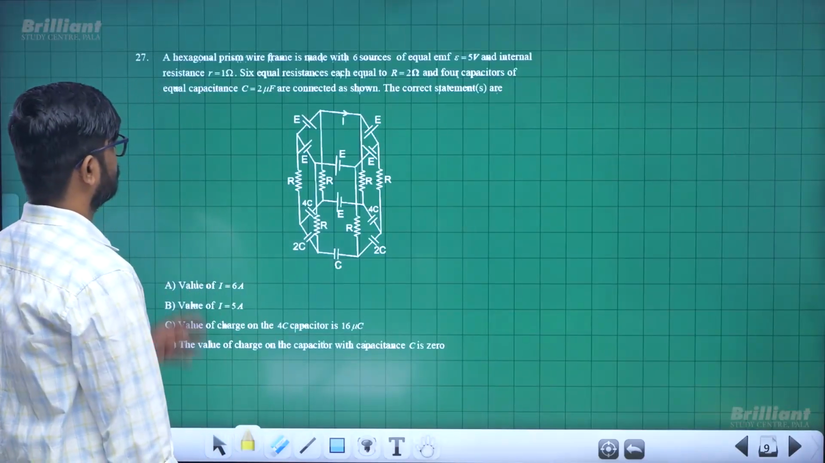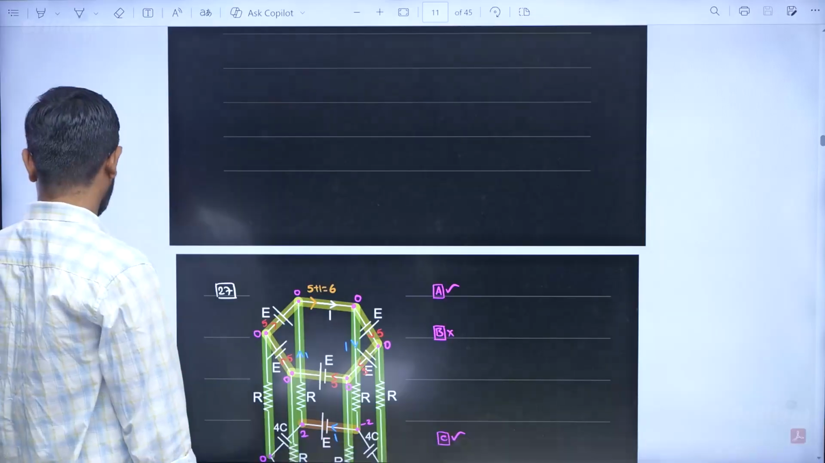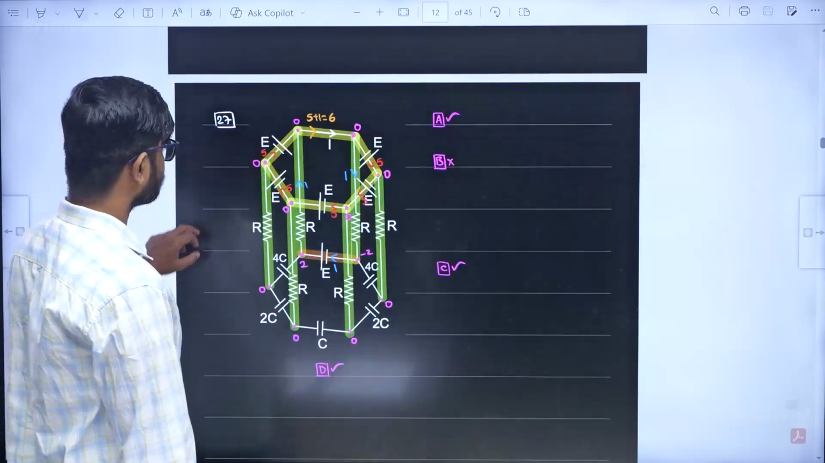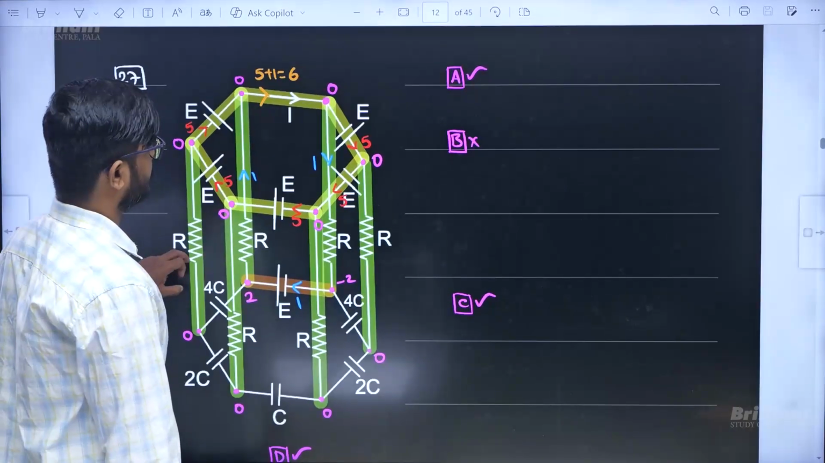A hexagonal prism, anyway, so it is when steady state is achieved. When steady state is achieved, capacitors will be open circuit.